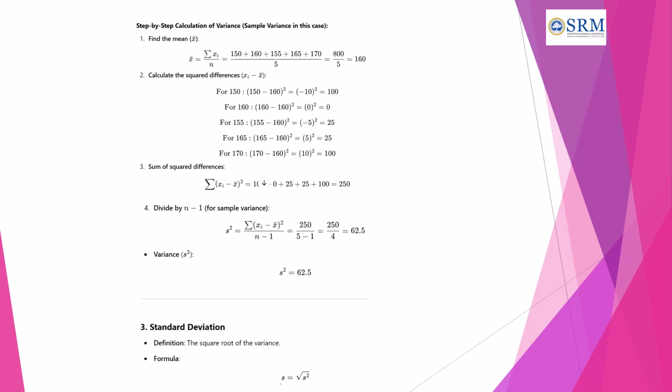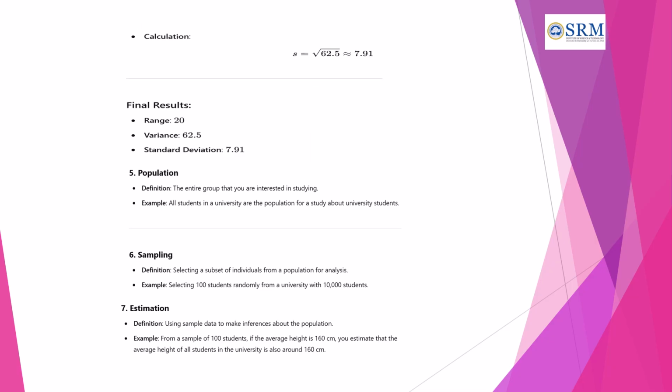The variance shows us how spread out the numbers are from the average. Finally, to find the standard deviation, we take the square root of the variance, which gives us a measure of the spread in the same units as the original data. Thus, we get 7.91 as the standard deviation.